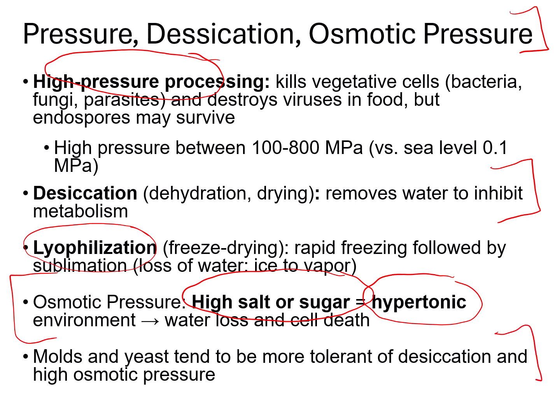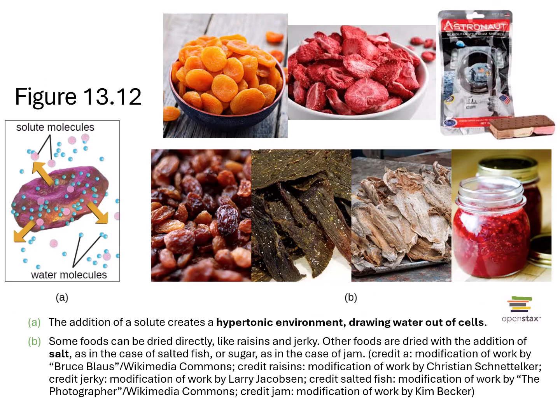So that's why salted fish, jams and jelly, or honey can resist spoilage. Although some microbes, in particular molds and yeast, unfortunately, can be tolerant of desiccation, and sometimes they can still spoil these types of foods. Here we have several examples of desiccation, lyophilization, and high osmotic pressure.